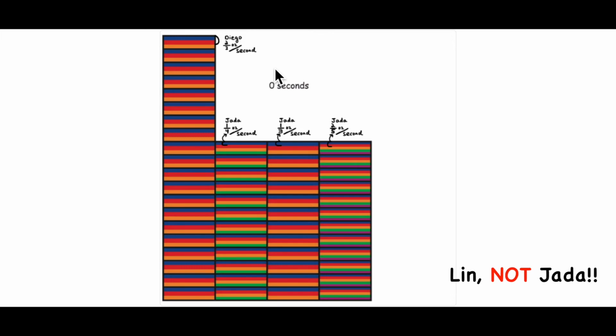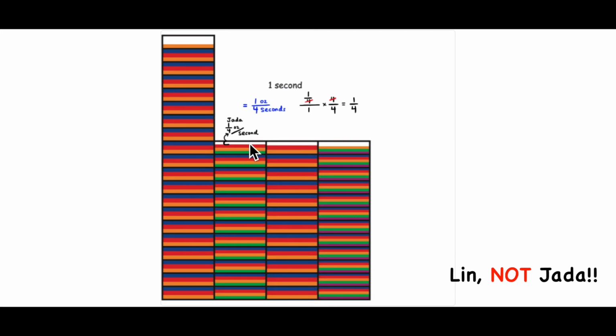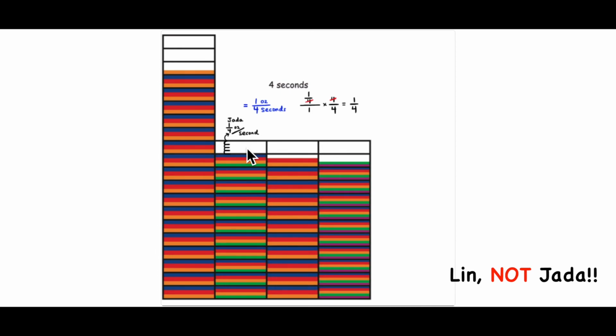So let's look at the other 3 rates. Jada's rate of 1/4 of an ounce per second. So here's 1 second, 2 seconds, 3 seconds, 4 seconds. It takes 4 seconds to drink 1 ounce. So it's 1 ounce in 4 seconds. And again, the math to support that: if it's 1/4 of an ounce in 1 second, then 4 times 1/4 is 1 ounce in 4 seconds.